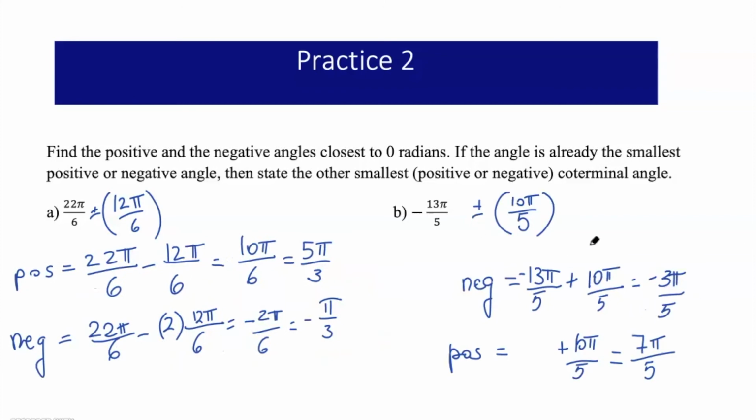So for the second one, I have minus 13 pi over 5. I add 2 pi, written as 10 pi over 5, and I add one revolution and I get the smallest negative number, so negative 3 pi over 5. And if I add another revolution, I will get positive 7 pi over 5, which is my smallest positive coterminal angle.